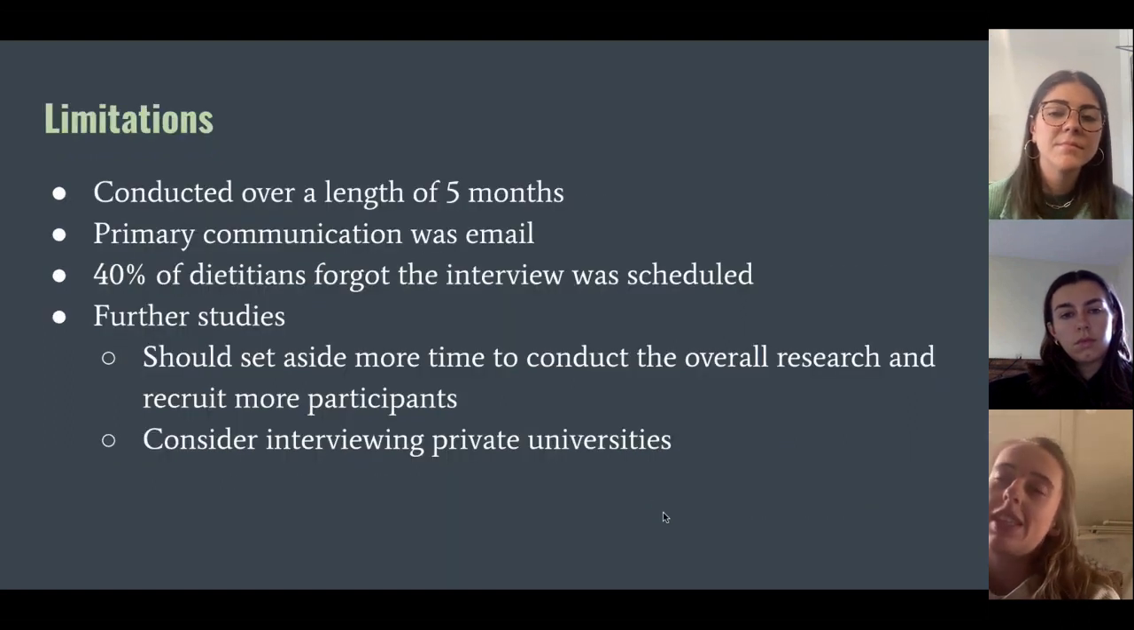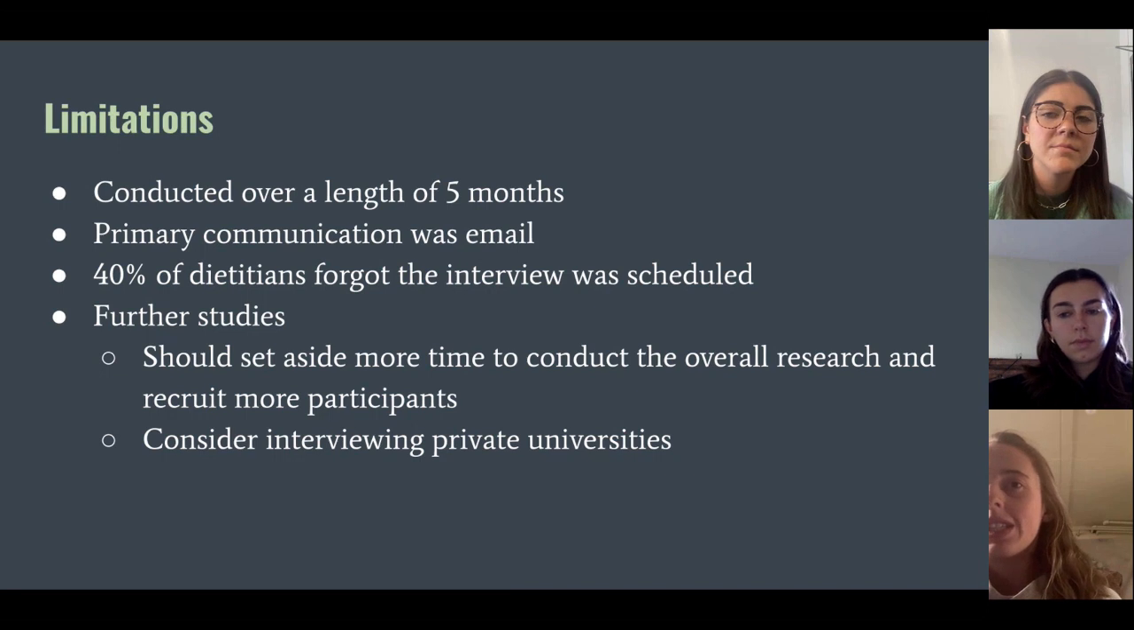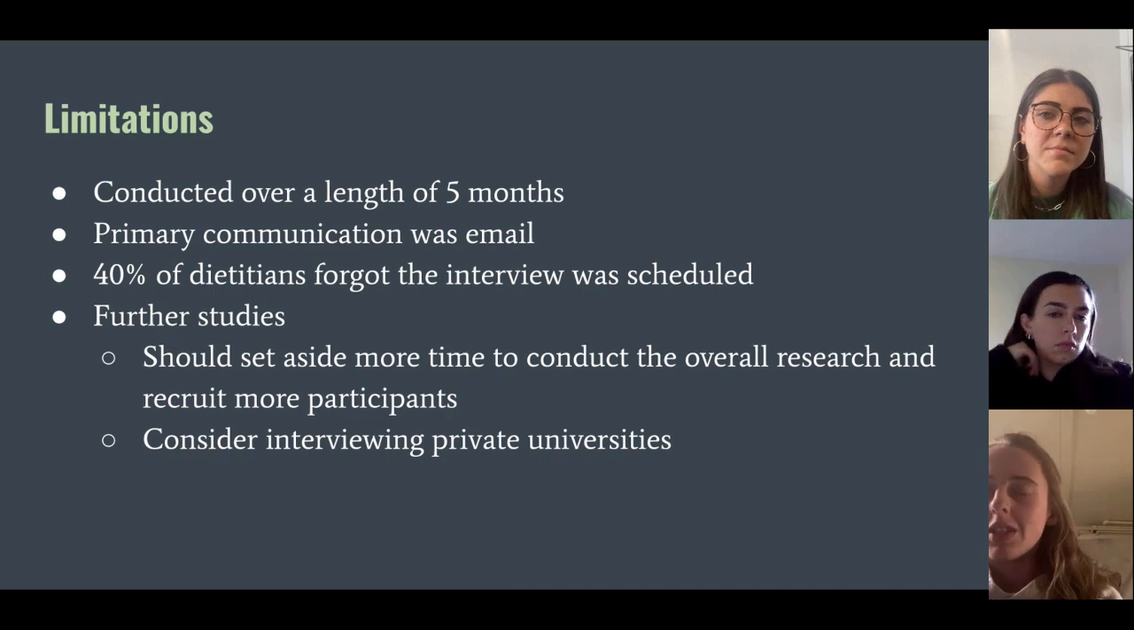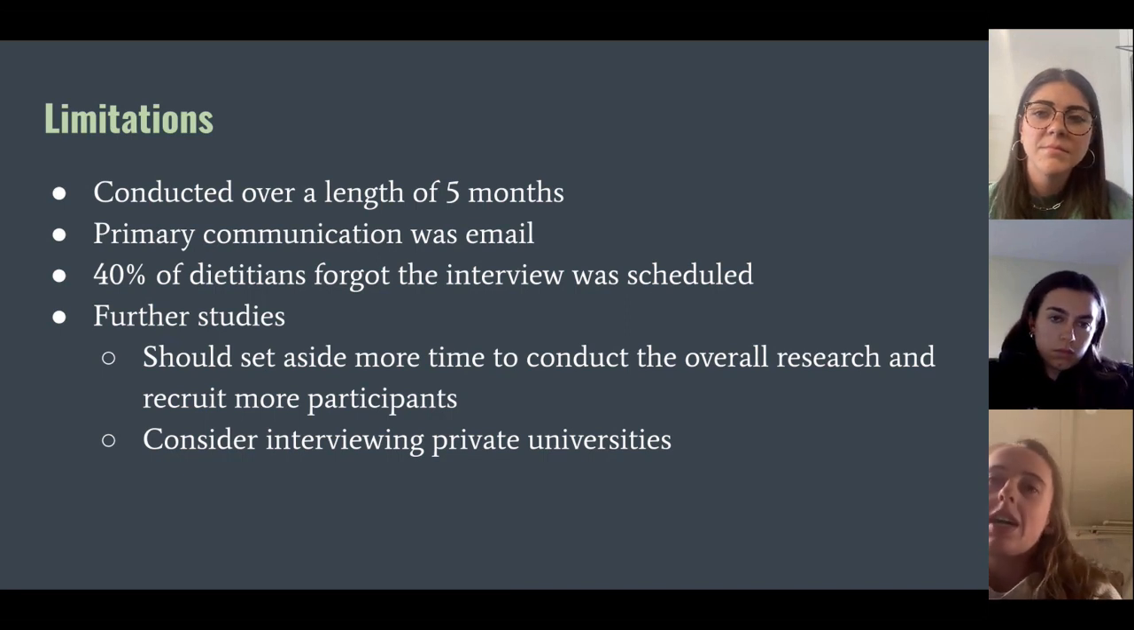But with the study so far, we have come across a few limitations already. We do feel the length of this study is a little short for what we're having to put in. If we were able to do this for a longer time, we would be able to get in contact with a lot more registered dietitians and not have to cram so many interviews in. So if the study could be taken on by future dietitians or future students, that would be great.